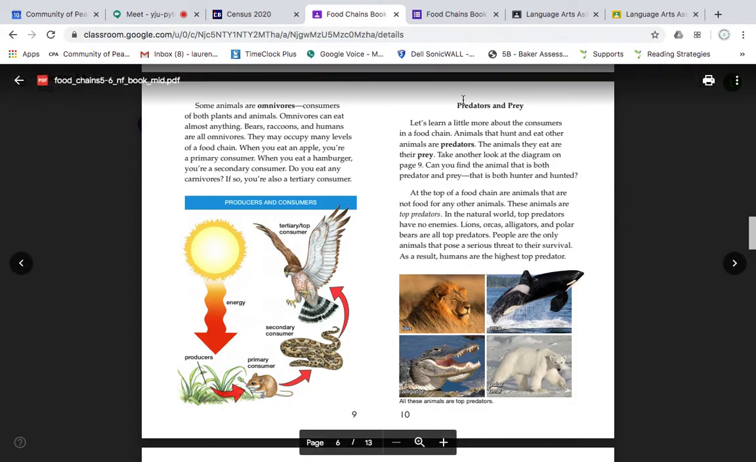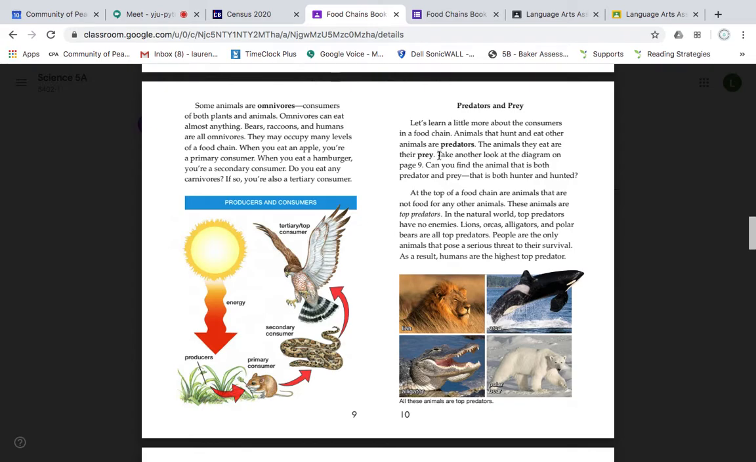Predators and prey. Let's learn a little more about the consumers in a food chain. Animals that hunt and eat other animals are predators. The animals they eat are their prey. Take a look at the diagram on page 9. Can you find the animal that is both a predator and a prey? That is both the hunter and hunted.